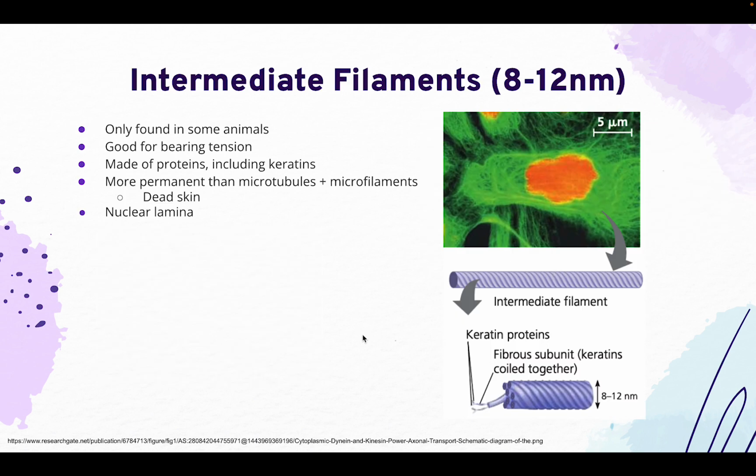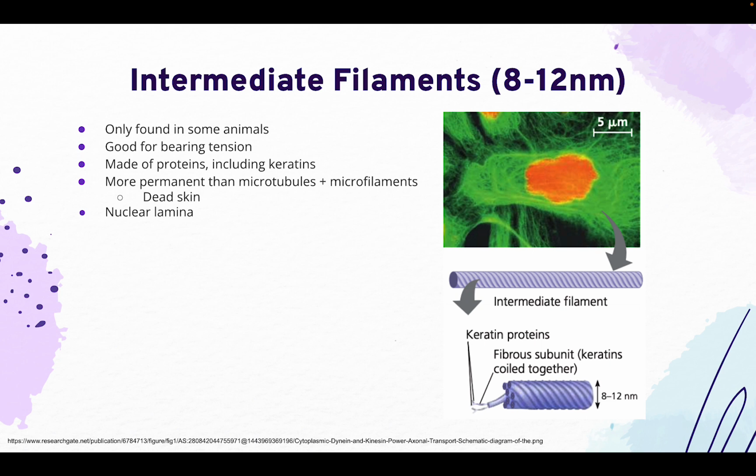Alright, moving on to intermediate filaments, which are a little bit thinner at 9 to 12 nanometers across. You only find these in some animals, and these are good for bearing tension, which means being squished. So microtubules are better at resisting being pulled. So you've got some balance there. Oh wait, no, I think I got that backwards.